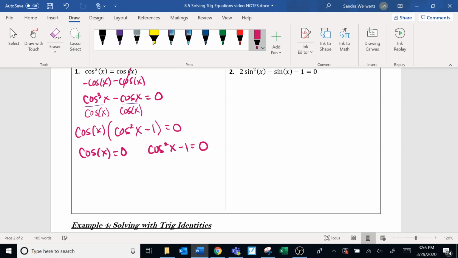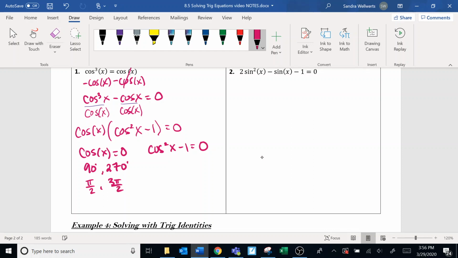So cosine x equals 0, that's asking me at what angle is cosine, or the x value on the unit circle, equal to 0. If you look at your unit circle, the x value is 0 at 90 degrees and at 270 degrees. Remember, we also want the radians, so pi over 2 and 3 pi over 2.